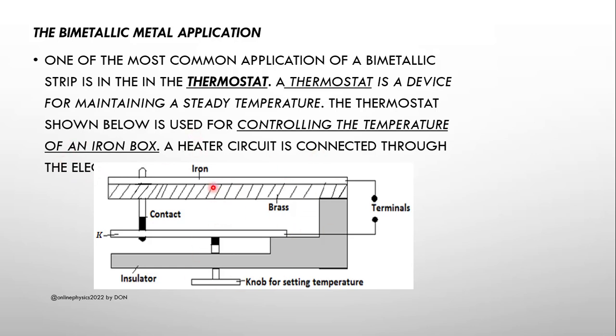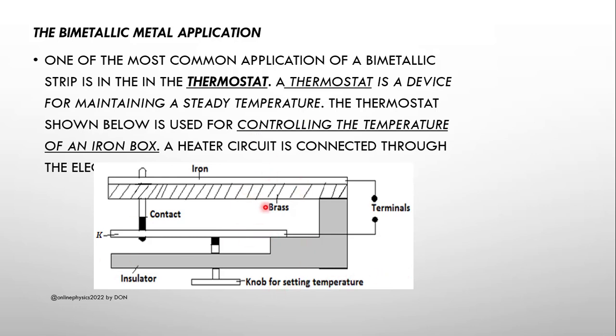We have this bimetallic strip. We have the brass at the lower side, while iron is at the upper part. Then we have the contact here. We also have the terminals here. Then the insulator at this particular point. Then knobs for setting temperatures.